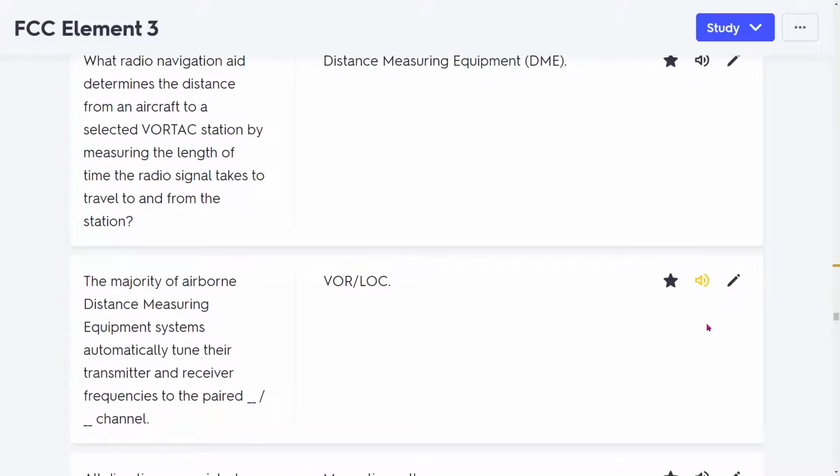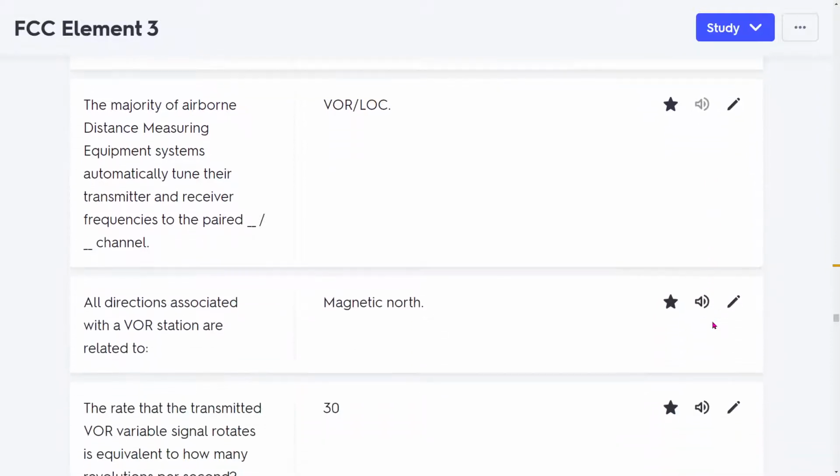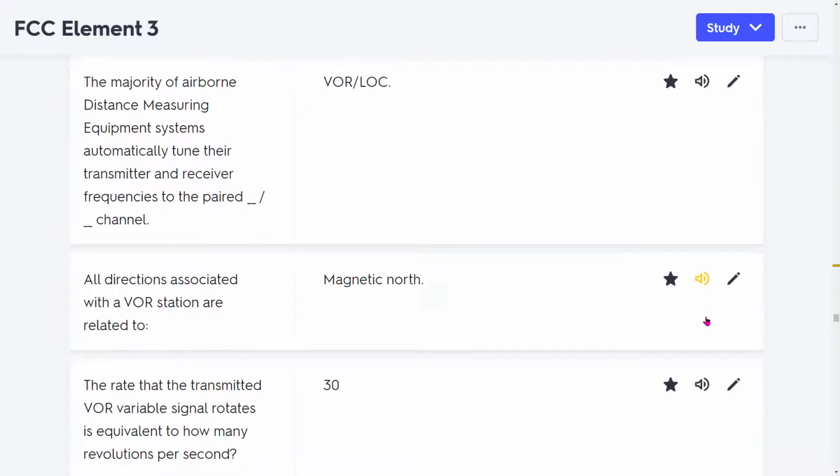The majority of airborne distance measuring equipment systems automatically tune their transmitter and receiver frequencies to the paired channel VOR/LOC. All directions associated with a VOR station are related to magnetic north.